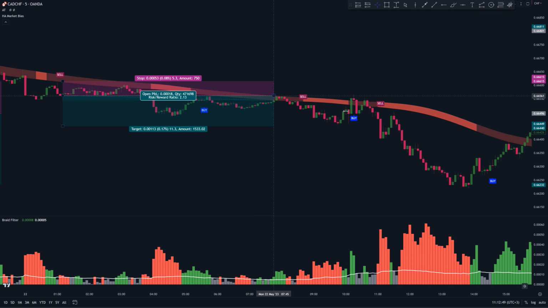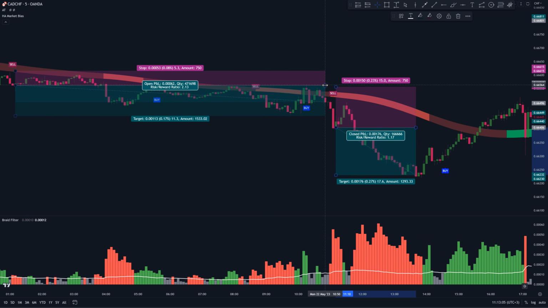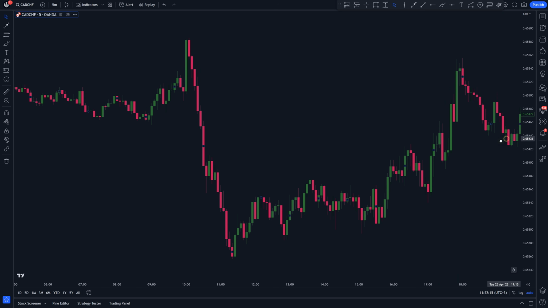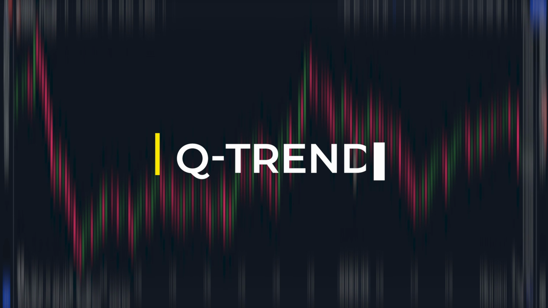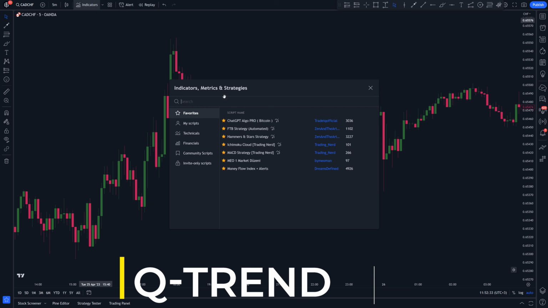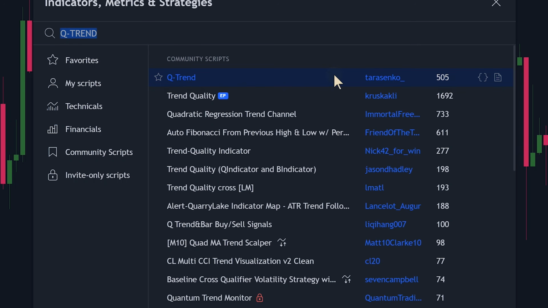So as you can see, these are really accurate signals from a buy-sell indicator that you can use in conjunction with your strategy. Next, in the second place, we have a buy-sell indicator called Qtrend. To add it to the chart, you just click here and type in Qtrend, this one by Tarasenko.